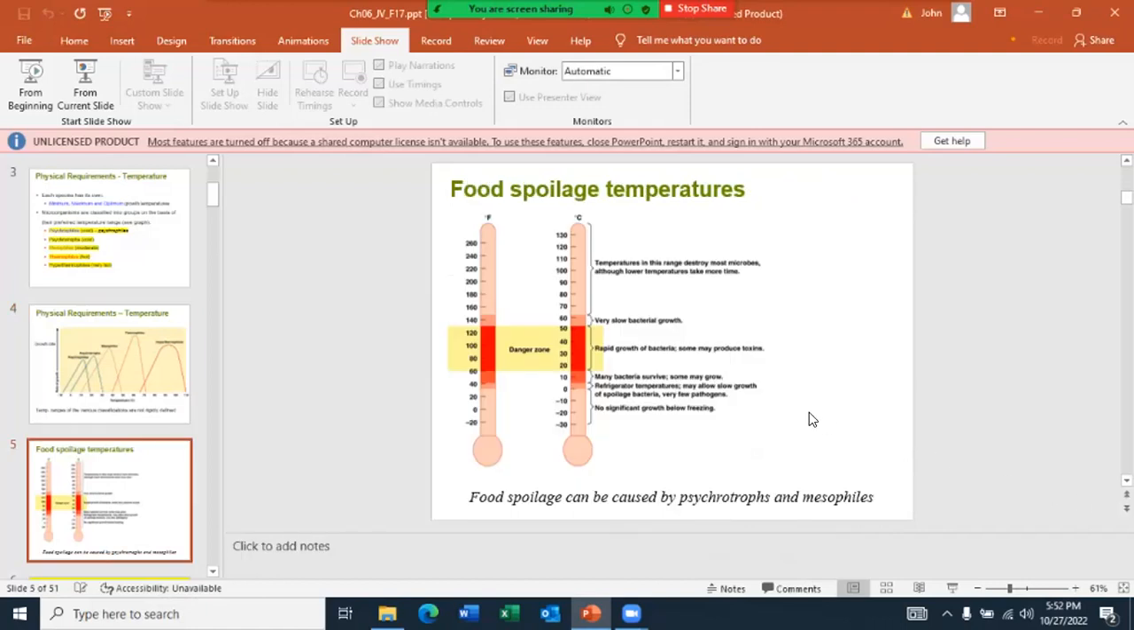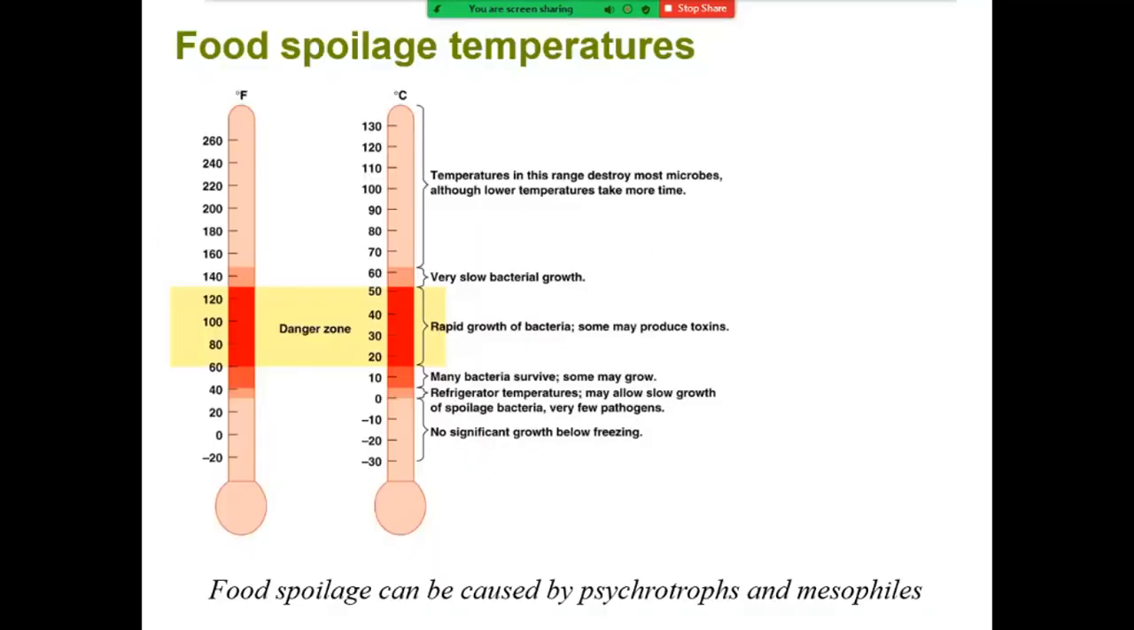Let me briefly talk about food spoilage. When you have food between about 51 or 52 degrees Celsius and 15 degrees Celsius, bacteria can grow rapidly, and it can produce toxins which would spoil the food. Even if it doesn't produce toxins and you have the wrong bacteria growing, it would spoil the food. An example of that would be like mold. And so food spoilage happens in this range.